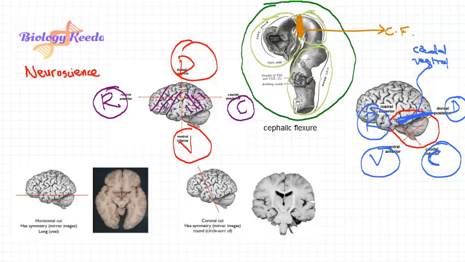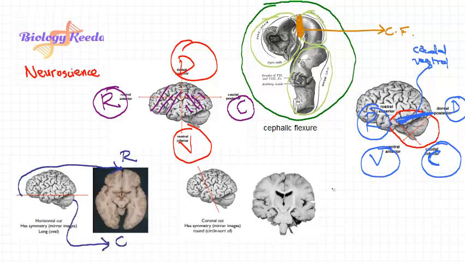But here we have something called the horizontal cut, right? In the horizontal cut, as you can see, this part of the brain is here. So this is the rostral part, and this part of the brain is here. So this is the caudal part.